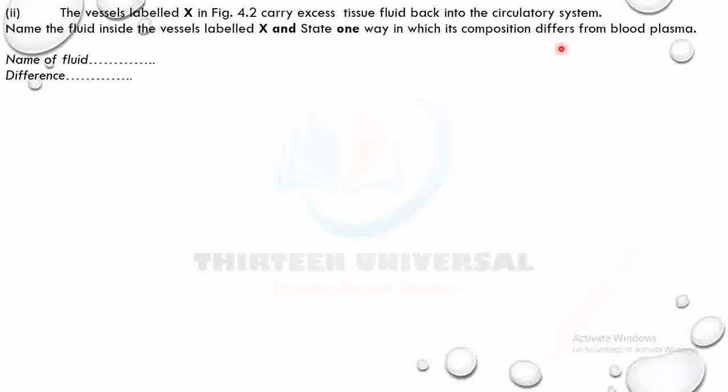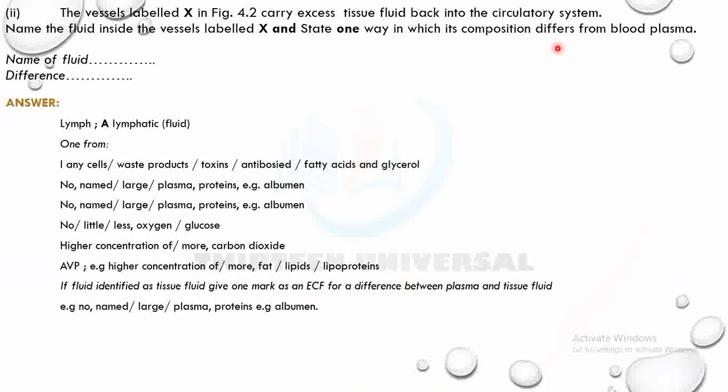It does not have large plasma proteins, like albumin. It doesn't have red blood cells. So it has less oxygen, more CO2, less glucose. It doesn't have large protein. It has little oxygen and glucose, but it has a higher concentration of carbon dioxide. It has a high concentration of fat, lipid, lipoproteins. Okay, if you give one mark. Difference between plasma.